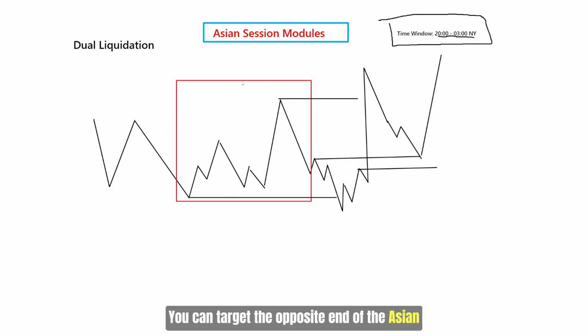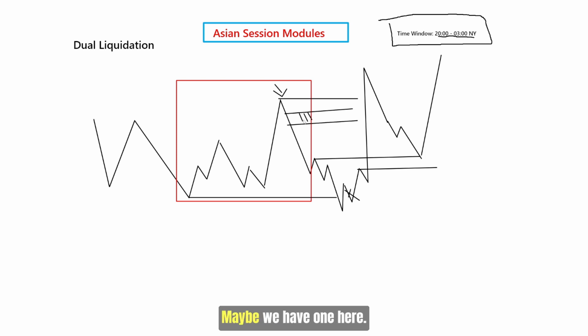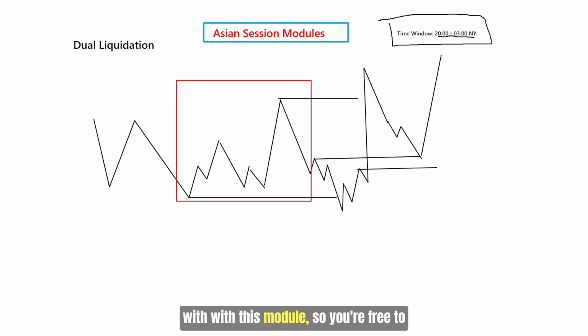Now, what you target is completely up to you. You can target the opposite end of the Asian range, which in this case would be here, if you were to go long down here. Or you can target a fair value gap that forms on the way down. Maybe we have one here. You can target structure, liquidity, whatever you're comfortable with. There is a lot of room to play with this module. So you're free to backtest and adjust to your own liking.